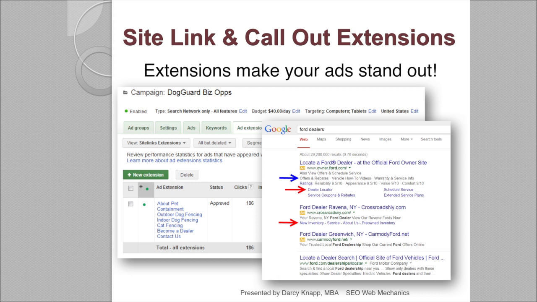Your site link extension will let you add links to your website. Your callout extension will let you add different key phrases underneath your ad, things that are common all the time. If you always offer free shipping or free returns or a 10% discount, or you've been in business since 1912, those are things you can put into your callouts and not waste space in your ads.